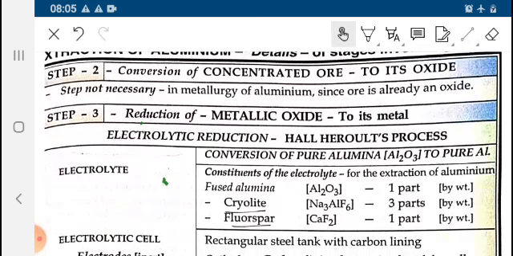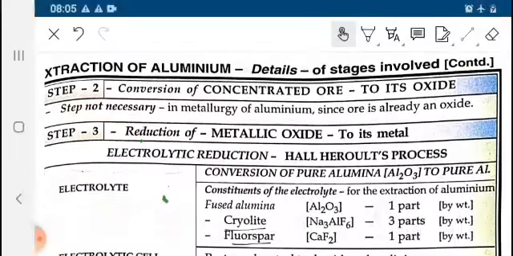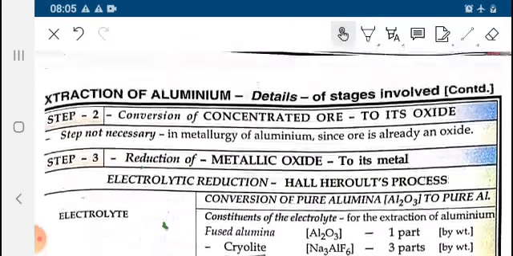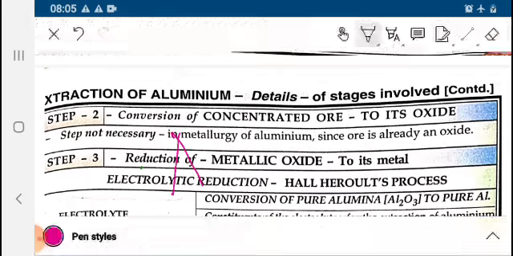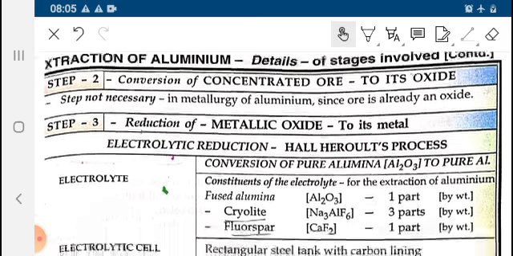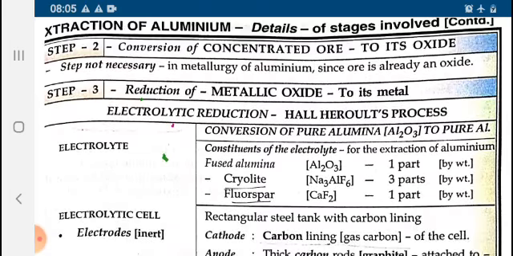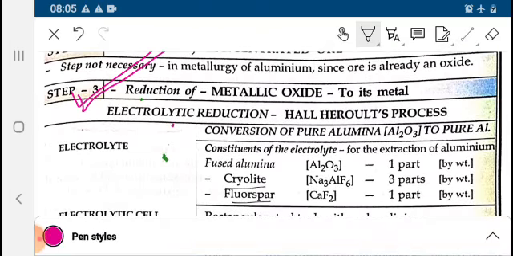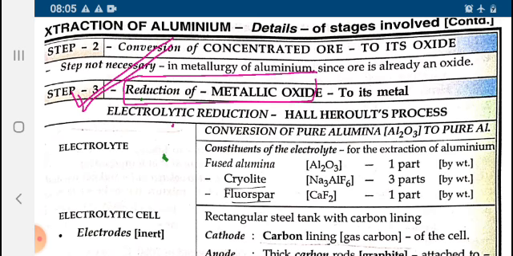In step 2, now the conversion of concentrated ore to its oxide. We used to convert them into oxide form, but as you can see our alumina formula is Al2O3, it is already in oxide form. So this step is not required. So we will be moving to step 3, that is reduction of the metallic oxide.